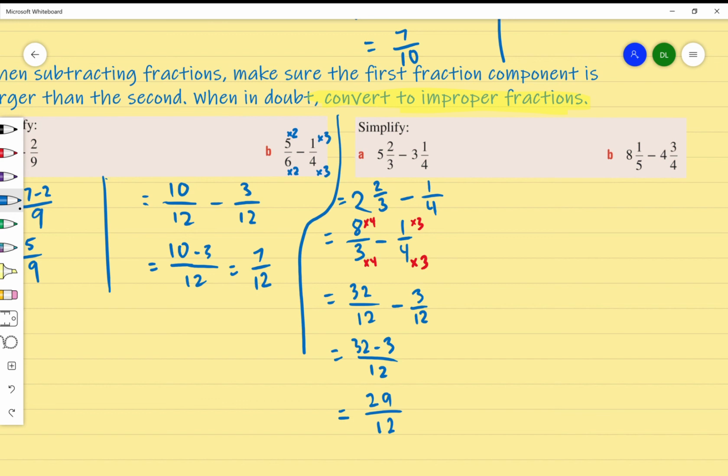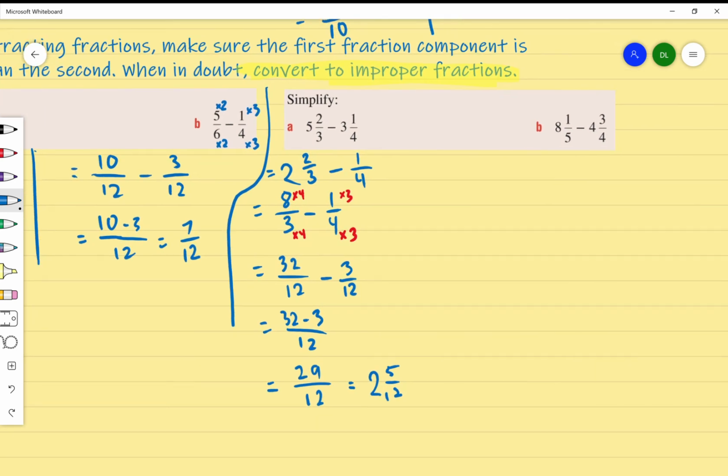It's an improper fraction. So I'm going to go ahead and make that into a mixed number. How many times does 12 go into 29? Well, it actually goes in twice, because that ends up being 24, right? So twice, and 24. Now there's 5 left, so I write 5 over 12. Great. Last question, last practice question.